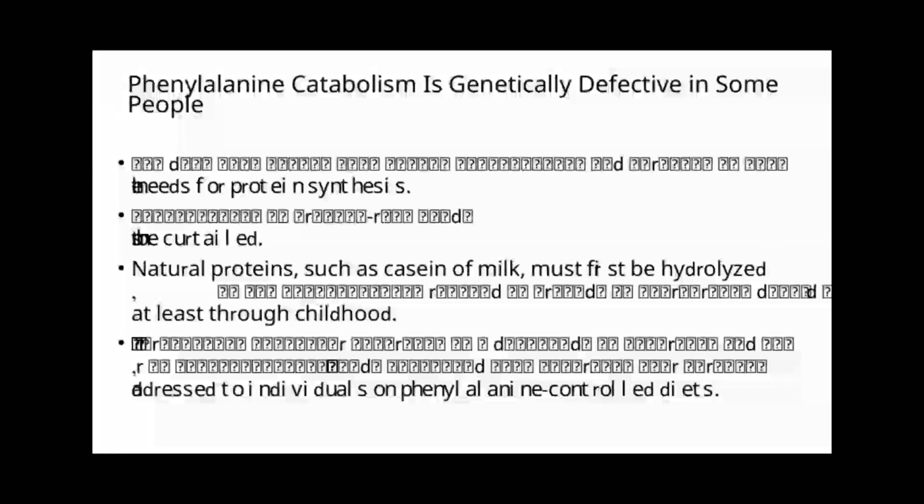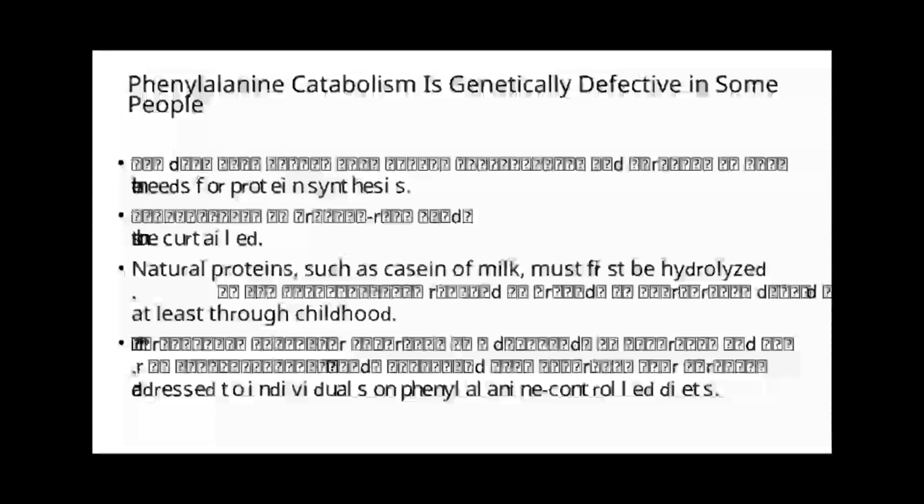Lastly, I want to highlight that phenylalanine catabolism, the body's process of breaking down phenylalanine, is genetically defective in some people. This genetic defect leads to a buildup of phenylalanine, which can cause serious health issues if not managed properly. So, understanding these points is crucial for managing phenylketonuria effectively.